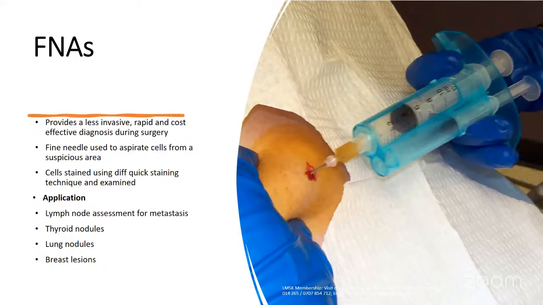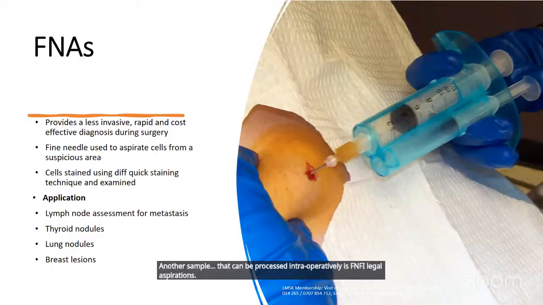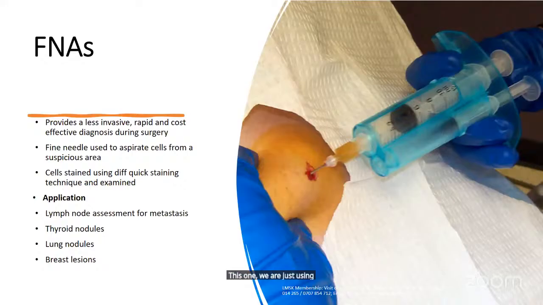Another sample that can be processed intraoperatively is FNA, fine needle aspiration. Here, we are just using a fine needle to collect cells from a mass or from a lesion. And the material collected is used to prepare a smear on a slide. It's also stained using the quick or the rapid Diff-Quik method. So FNAs provide a rapid, inexpensive, and cost-effective diagnosis during surgery.